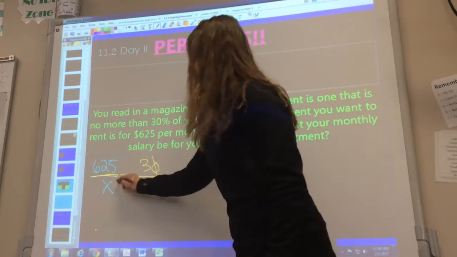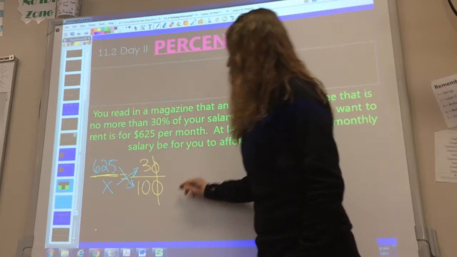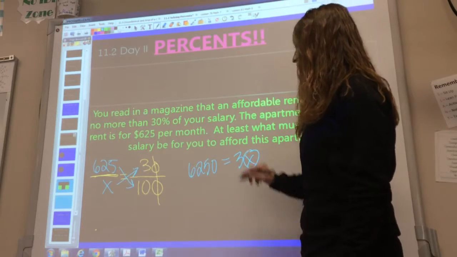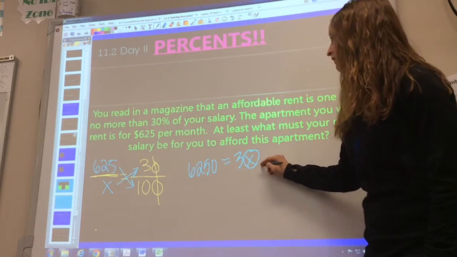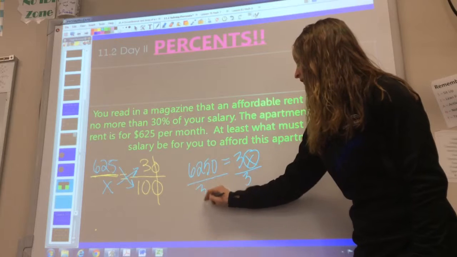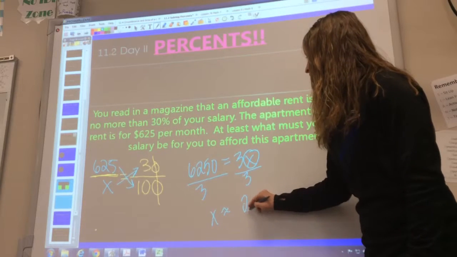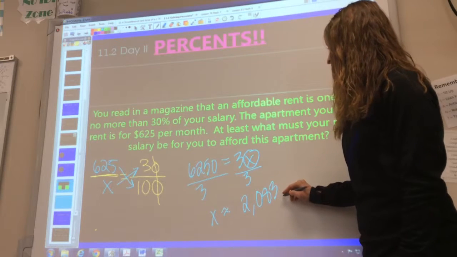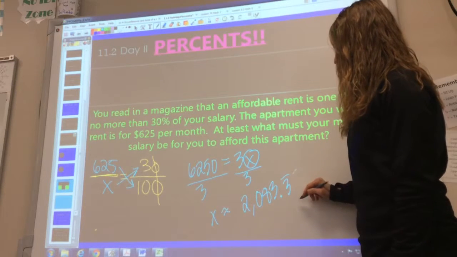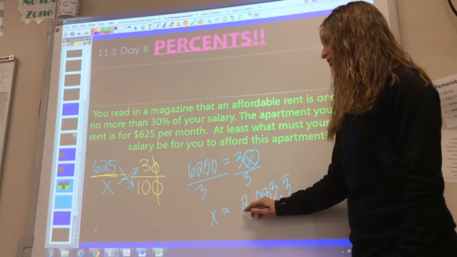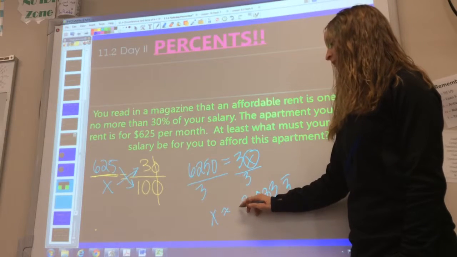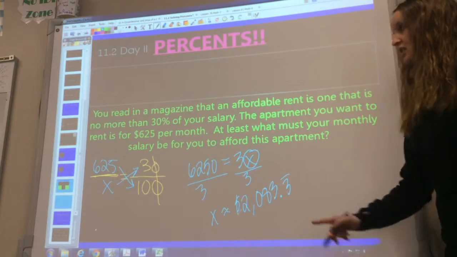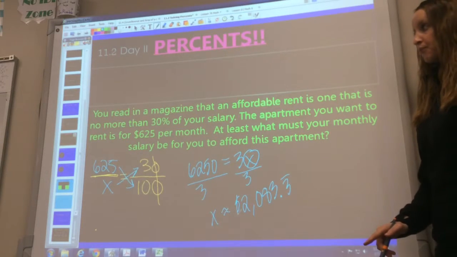So then when we cross multiply, and I know you all know how to cross multiply, we go here, then we have 3x, and then to solve for x, we have to do what? Right, it's 2,083.3, repeating. Okay, what does this represent again? About. Yep, about, dollars, okay?